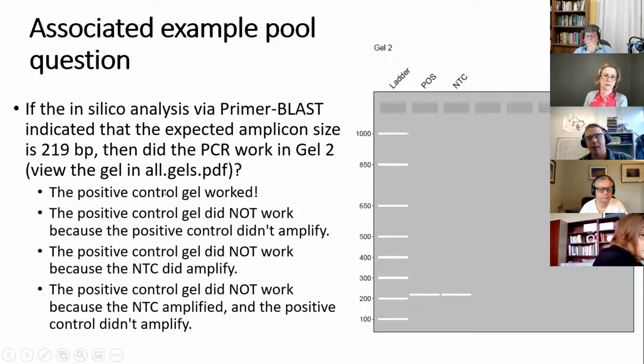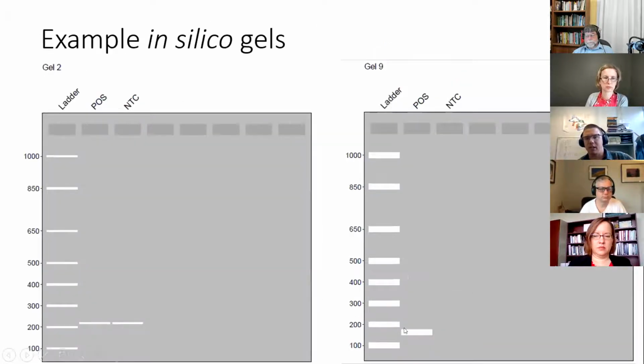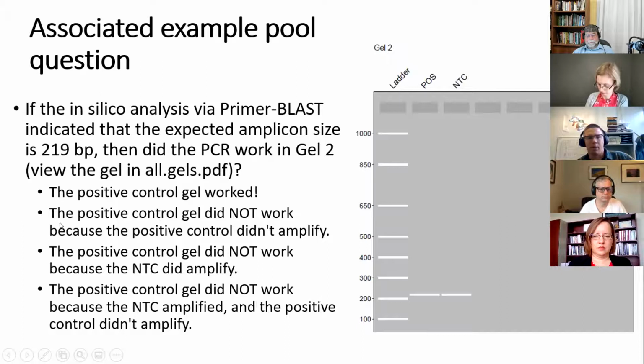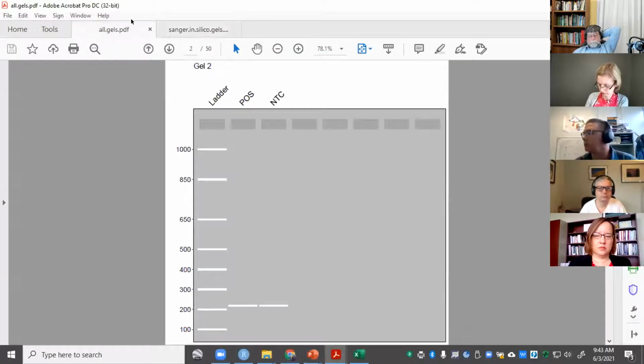And then the multiple choice question associated with it had some specific answers that could apply to any one question. The positive control gel worked. If that was the case, you'd see something like this. Or the positive control gel did not work because the positive control didn't amplify. And so maybe I'll show you one. Can you see that PDF?